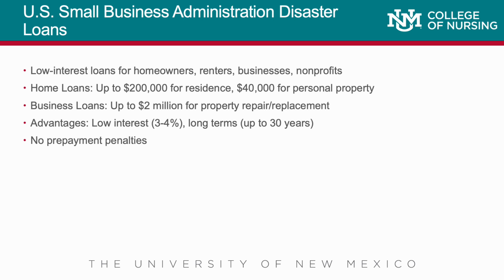The Small Business Administration provides low-interest loans to homeowners and renters, not just businesses. Homeowners can get up to $200,000 for repairs and $40,000 for personal property. Keep in mind these numbers also change over time. So again, you would need to look this up and make sure what the current amount is. These loans have low interest rates and long terms. FEMA may refer survivors to the Small Business Administration as part of their assistance program.